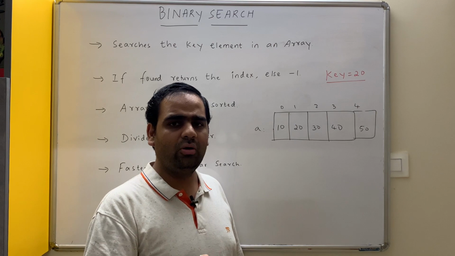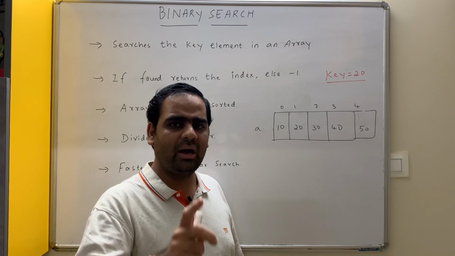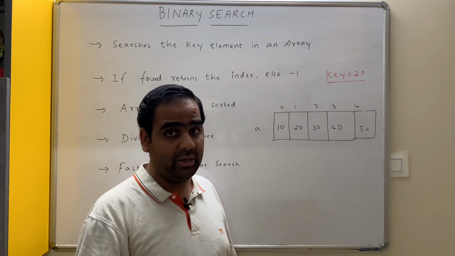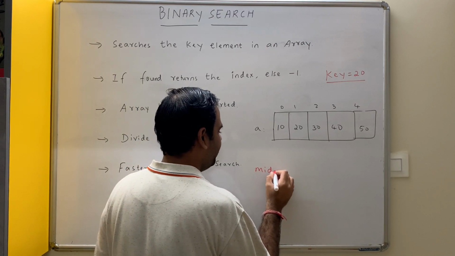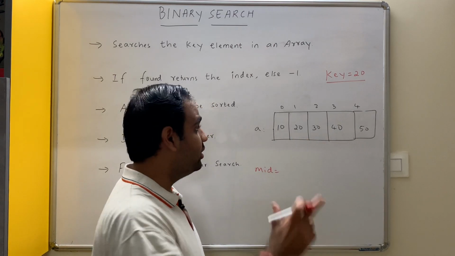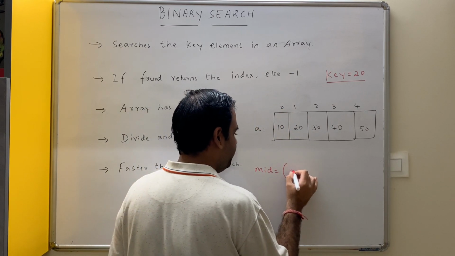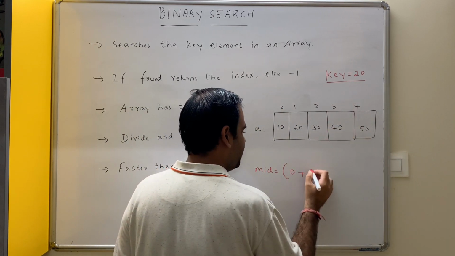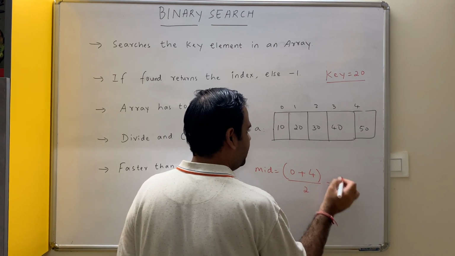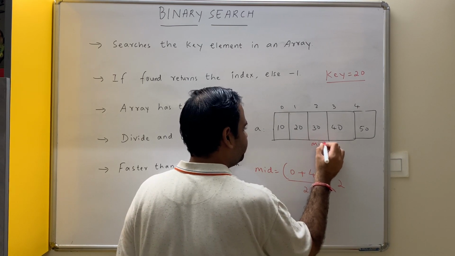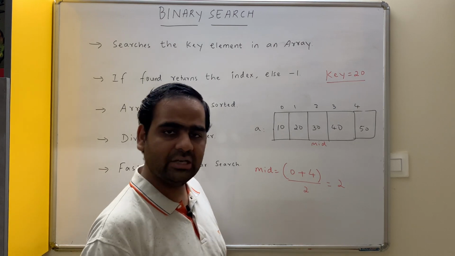Now if I want to divide the array into two equal parts, I need to know what is the midpoint. And how do you find the midpoint? Yes, say me, how do you find the midpoint of this array? It is the lower index, which is 0, plus the higher index, which is 4, whole divided by 2, and you get the midpoint as 2.